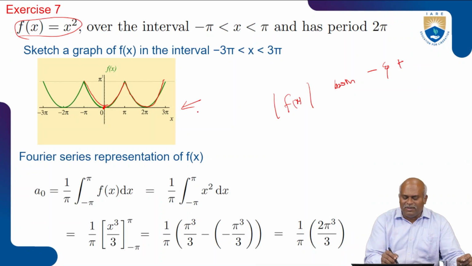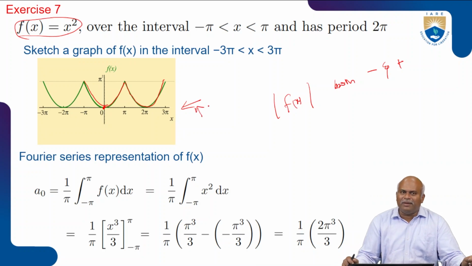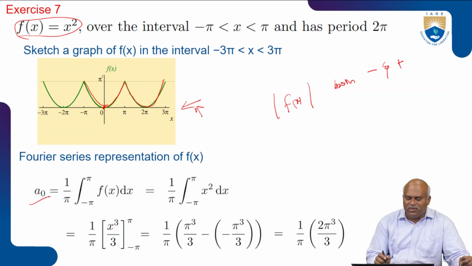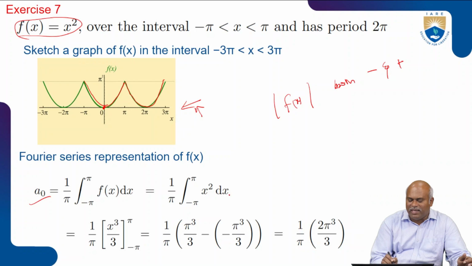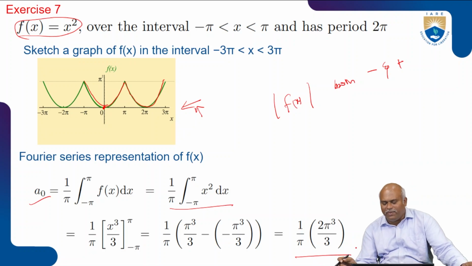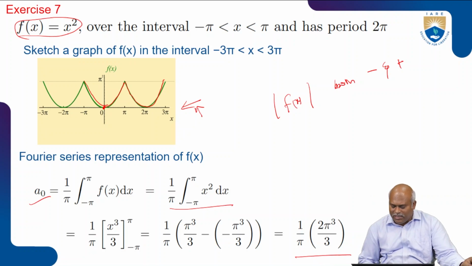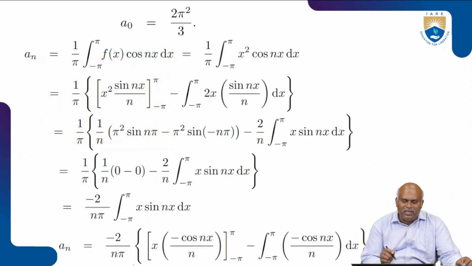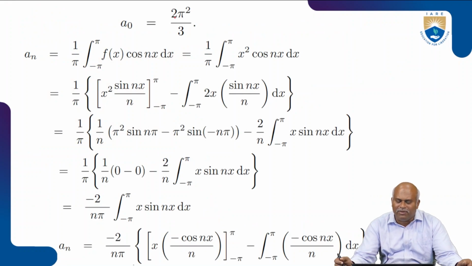Based on this, we need to find the trigonometric Fourier series coefficients. What is a0? a0 is represented as 1 by pi integration of minus pi to plus pi f of x dx, equal to 1 by pi integration of x square dx. If we integrate and simplify, we get 1 by pi into 2 pi cube divided by 3. So now a0 equal to 2 pi square divided by 3.